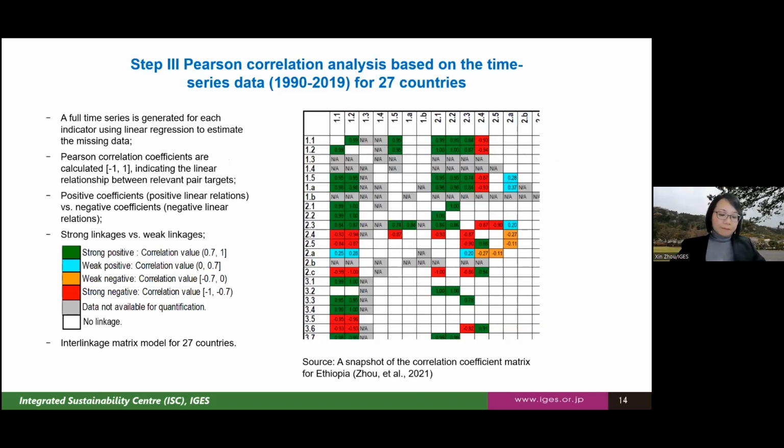By using the time series, we conducted a Pearson correlation analysis to quantify the qualitative SDG interlinkage model for 27 countries. In many cases, the full time series is not available for the indicators, and we used linear regression to impute the missing data. The correlation coefficients were further grouped into 4 types based on their strength and signs. Based on the signs, the coefficients are either positive or negative, and based on their absolute values, the coefficients can be defined as strong or weak.